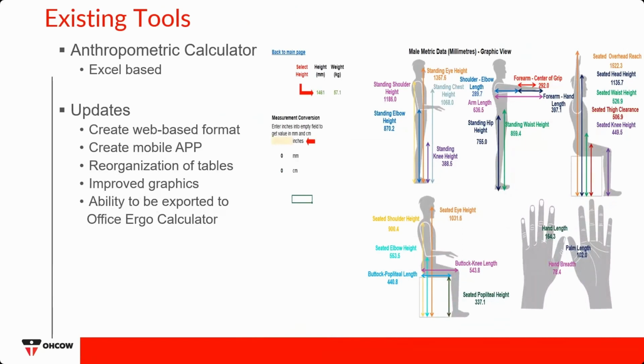The third tool was the Anthropometric calculator. This was Excel-based. Now, the updates included, again, a web and mobile app version, reorganization of the tables, improved graphics, and the ability to have the data exported to the Office Ergonomics Calculator.